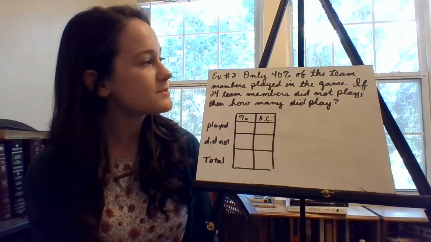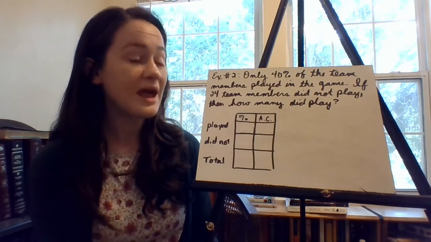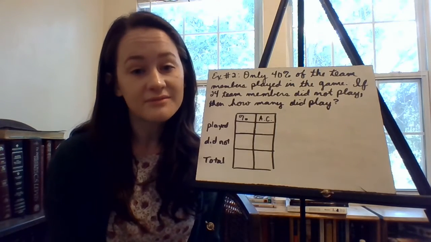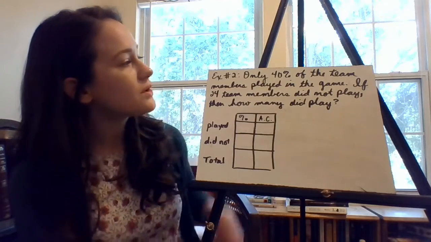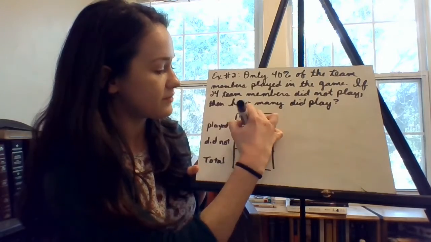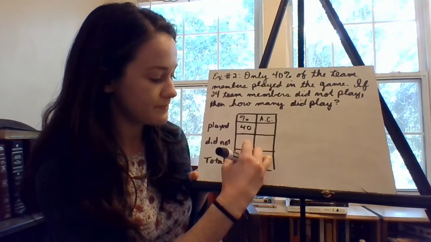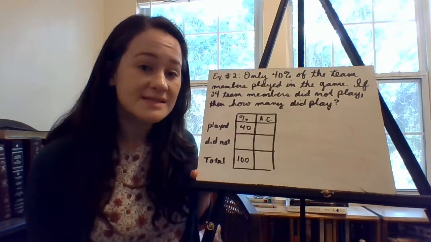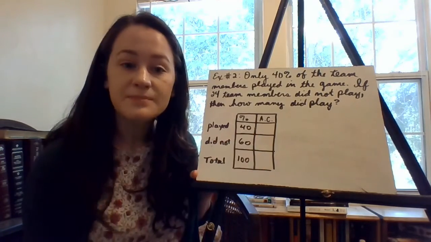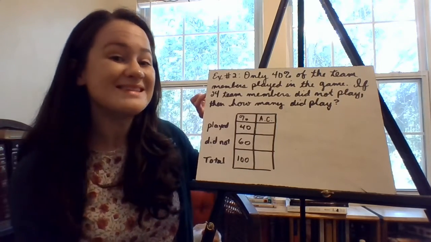It reads, only 40% of the team members played in the game. If 24 team members did not play, then how many did play? So just like the last example, we're going to start by filling in the information that we already know. We're told 40% of the team members played, so we'll fill that in here for our percent. We know that our total percent is always 100. And then we can find the percent that did not play by subtracting 100 minus 40 gives us 60% that did not play.